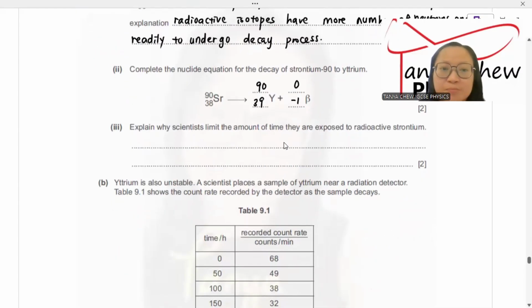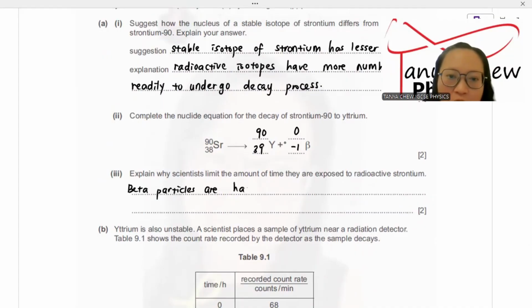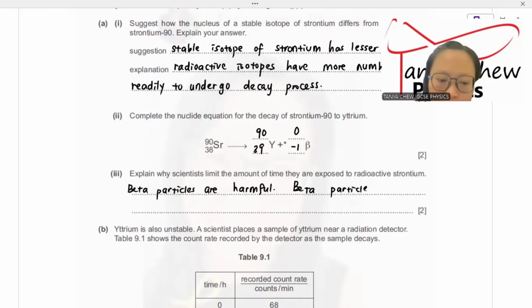Now, the third one: explain why scientists limit the amount of time they are exposed to radioactive strontium. You hear the name radioactive. It is not safe, right? So radioactive strontium will emit beta particles. I would say that the beta particles are radioactive. They are harmful. So beta particles, why harmful? Because beta particles have high penetrating power.